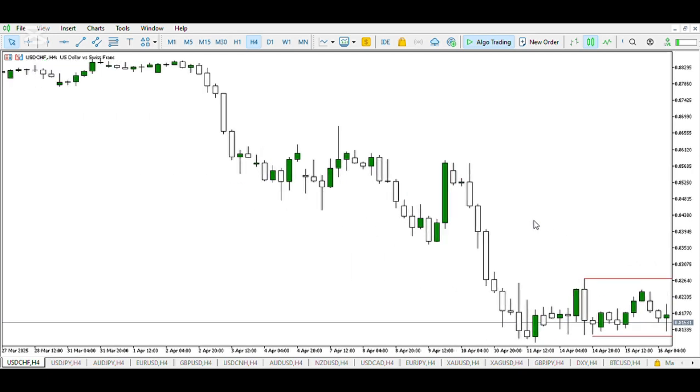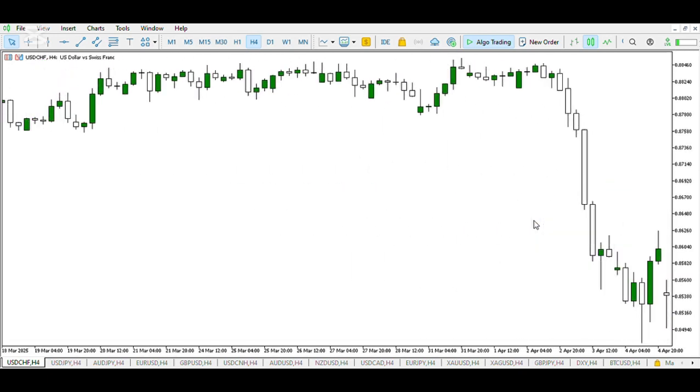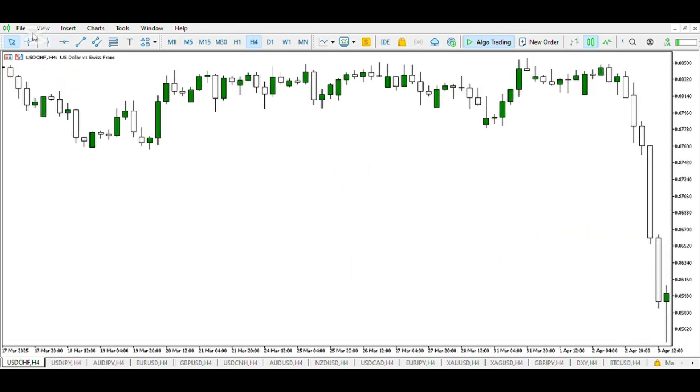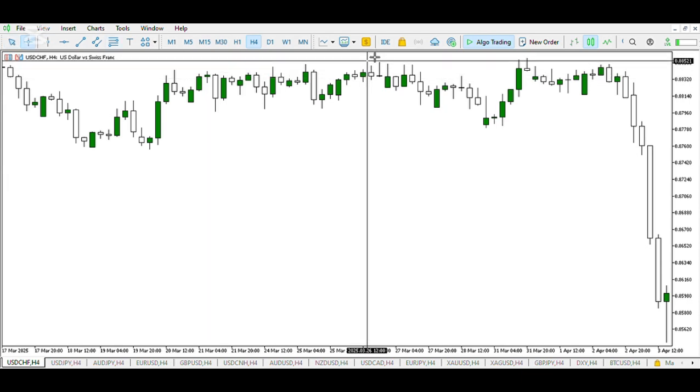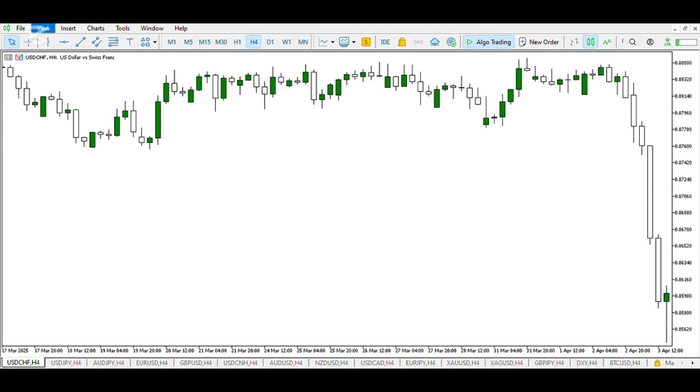There are examples on the chart of price taking out the weekly highs and lows. We can see right here this liquidity was taken, and what happens? Price reverses.